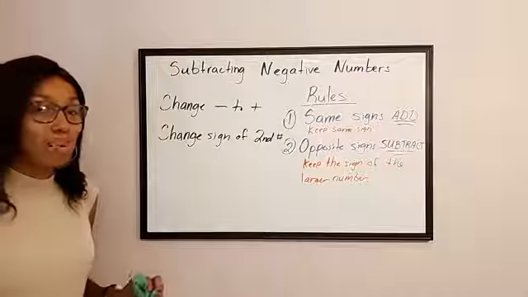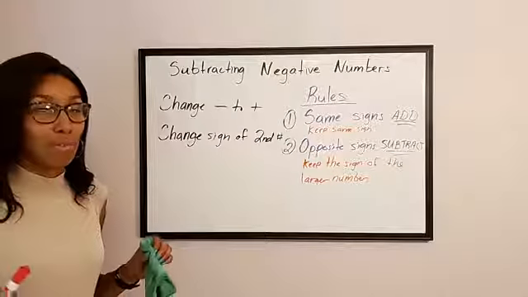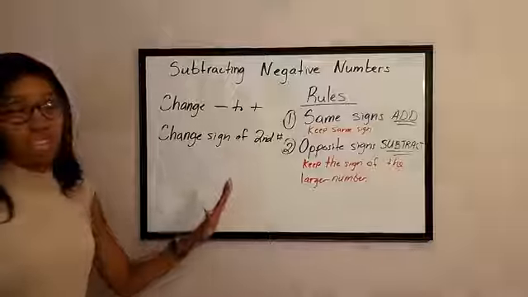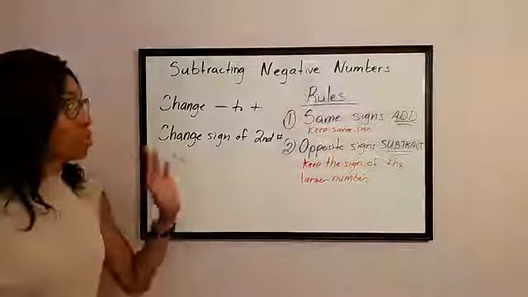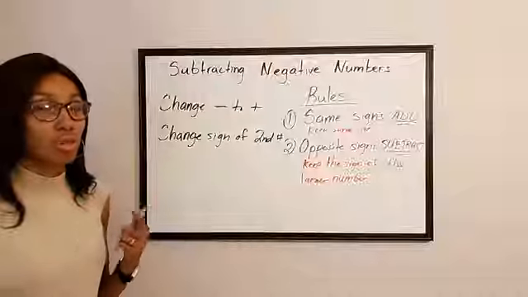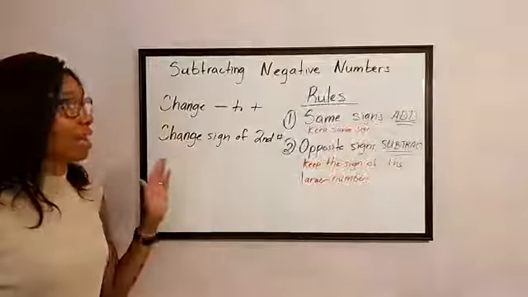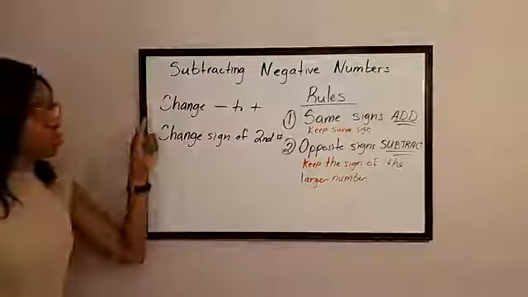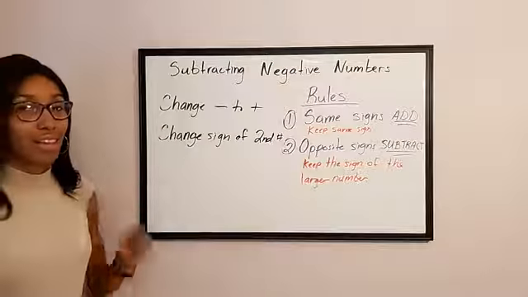So I hope this helps. I know many of you are working on having midterms right now if you're in a college course, and signs always give people trouble. So if you can memorize these two rules, same signs add, opposite signs subtract, you're able to use these same rules whether you're adding or subtracting. Just remember to first change subtraction to addition and change the sign of that second number.